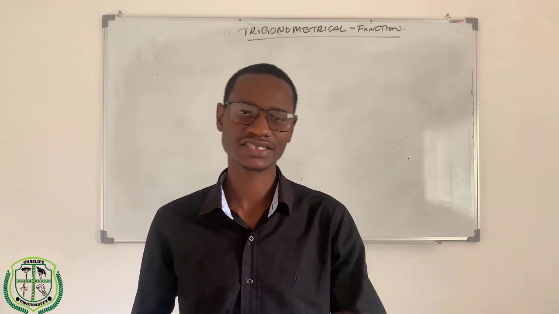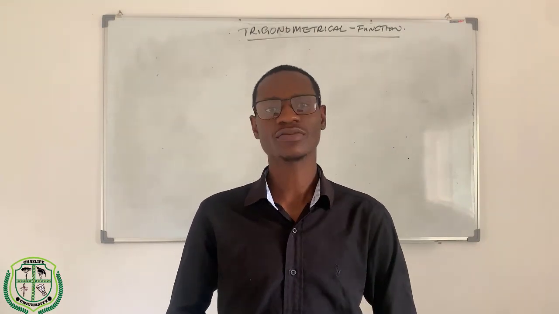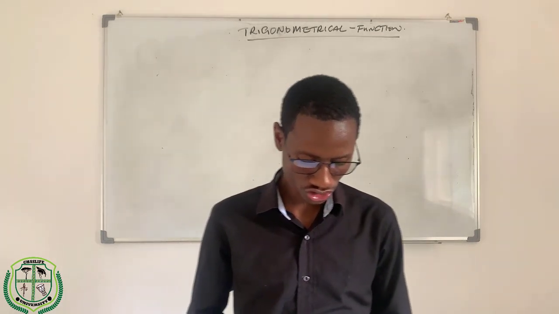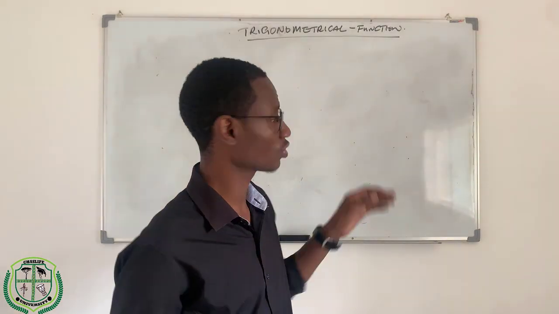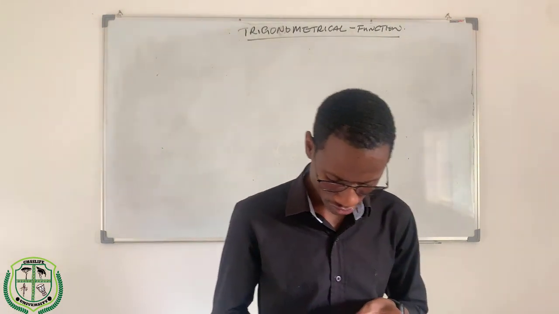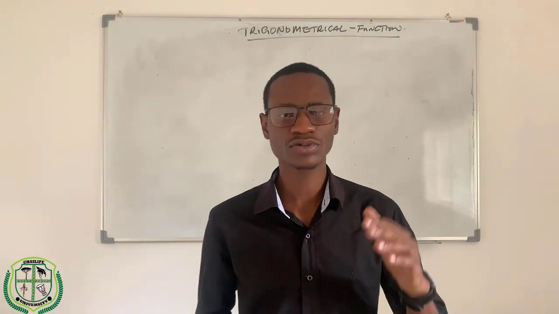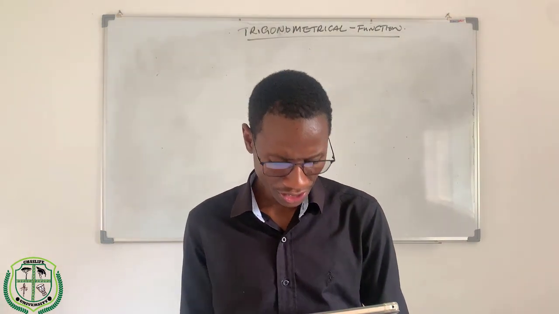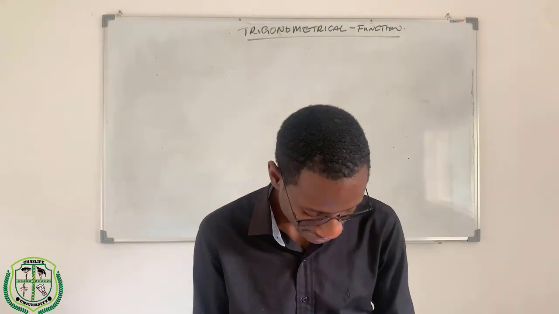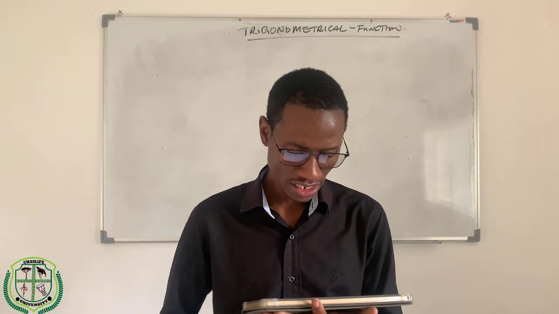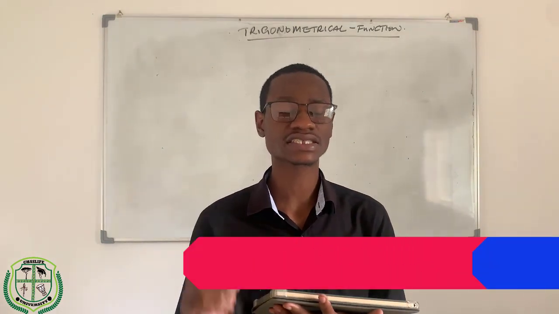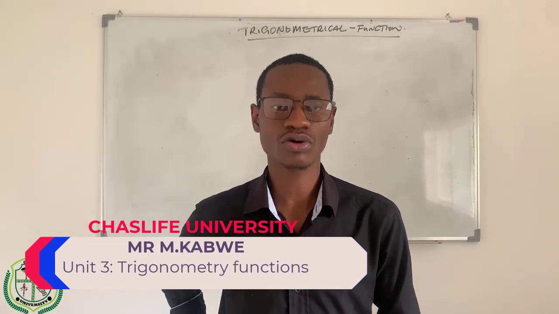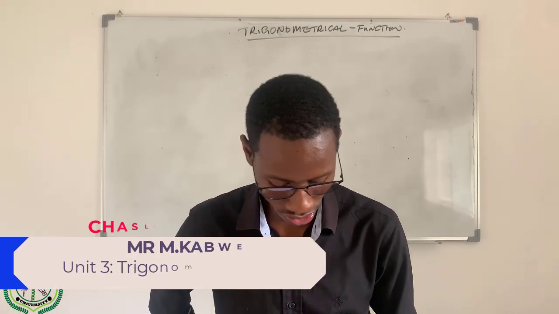Welcome to our second lesson under trigonometry in our mathematical lessons. Today we're going to continue looking at trigonometrical functions. Last time we looked at quite a number of things, and today we're going to pick it up from there. In trigonometry, there are 6 trigonometrical ratios that relate to angles, and those are the ratios we're going to discuss today.